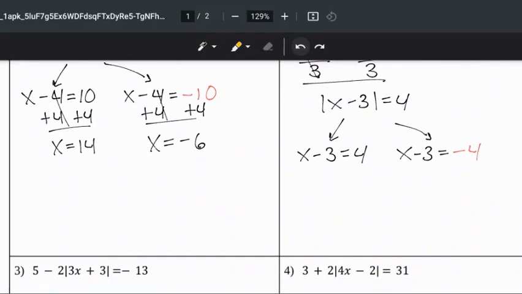And then we solve these like normal. So we add 3 to both sides. X equals 7. Add 3 to both sides. X equals negative 1.